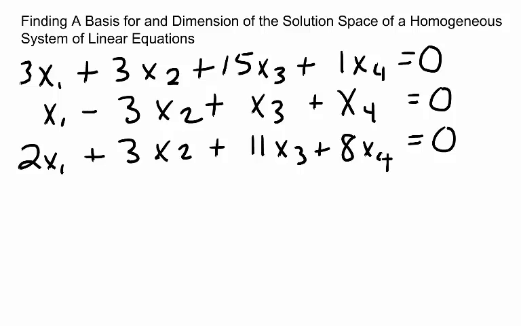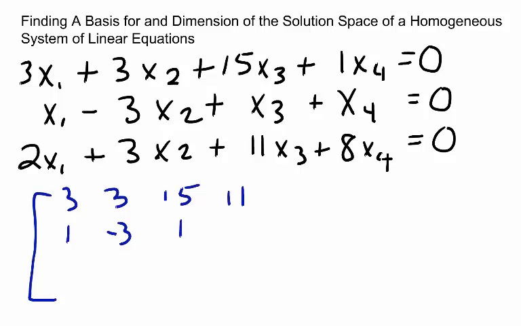We'll begin by writing the system in matrix form so that we have the coefficient matrix and, using either row operations or technology, we'll convert this coefficient matrix to reduced row echelon form.